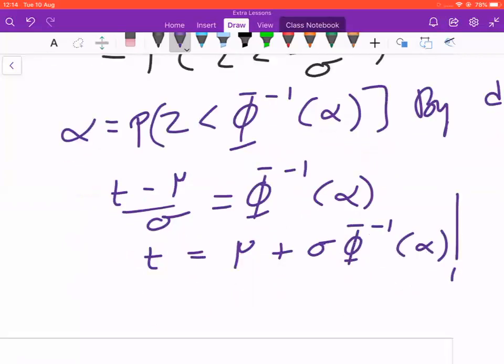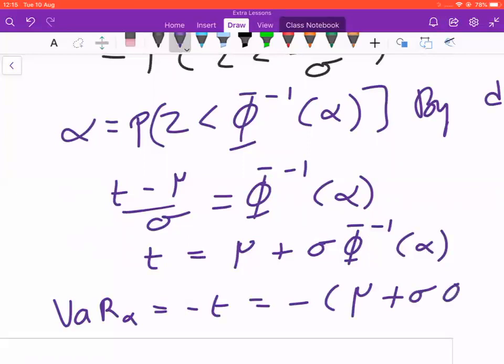So you take it back to VaR. Remember that for VaR they want your t as negative. It's going to be negative t, that's going to be negative mu plus sigma times the inverse.